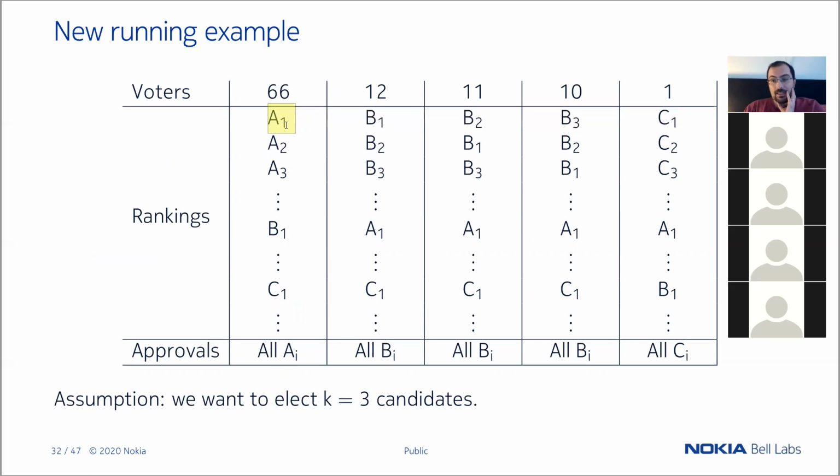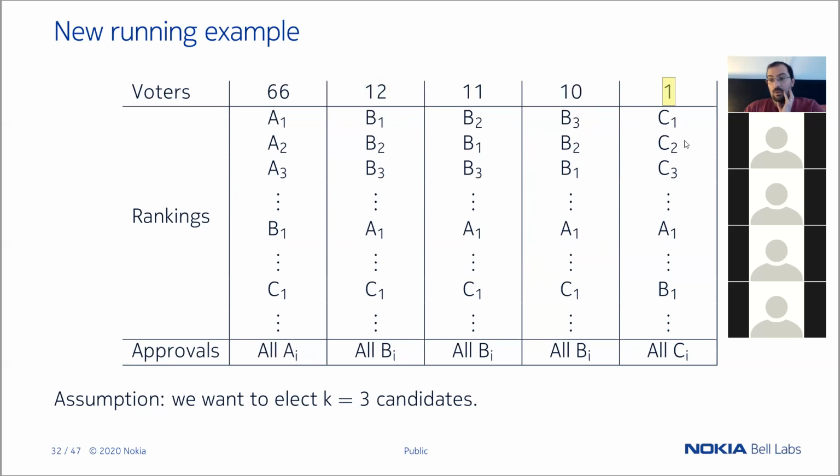This first group of 66 voters like all candidates of type A better than all candidates of type B and better than all candidates of type C, and they approve of all candidates of type A. Similarly, the following 33 voters like candidates of type B best, then candidates of type A, then candidates of type C, and they have a slight difference between their preferences about B1, B2, and B3. These ones prefer B1 to B2, B2 to B3, this one B2 to B1 to B3, and so on.